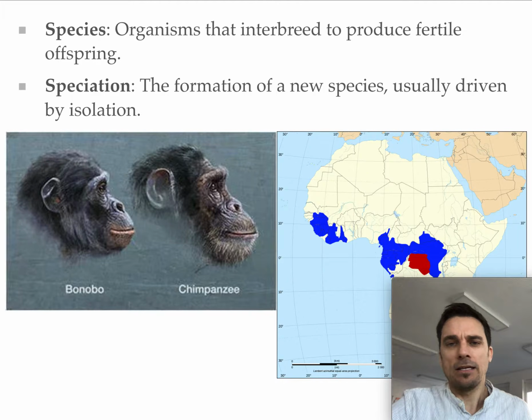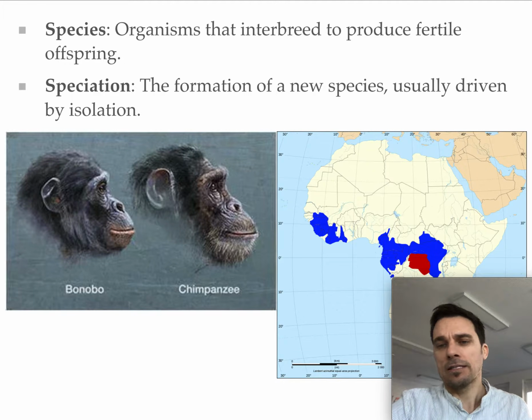A couple key things to note here, some definitions between species and speciation. I won't just read them, they're there for you. An interesting group to look at is the bonobo versus the chimpanzee. Very, very similar, but they have actually speciated.